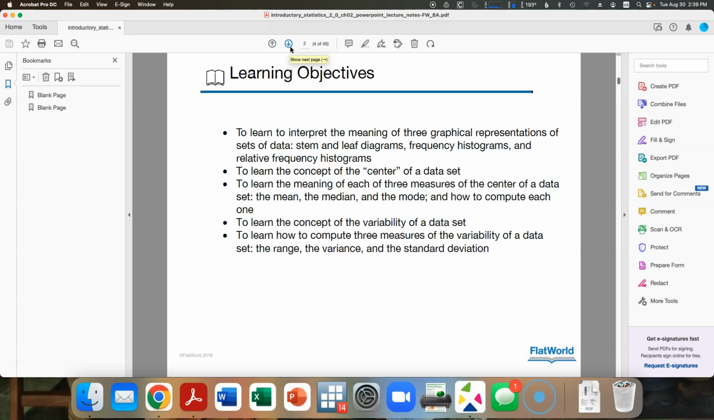Then we're going to talk about different ways to describe the center of the data set. That would be primarily the mean, the median, and the mode. And then we're going to talk about the variability of the data set. How far are the rest of the measurements from that mean, median, and mode? What kind of variance do we have, and what's the standard deviation across the measurements?